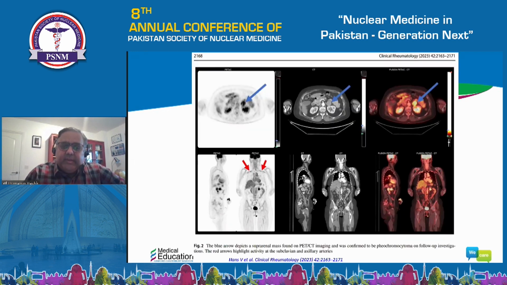Now, in this example, the red arrows show the involvement of the vessels for vasculitis, while there was an incidental pick-up of a left-sided pheochromocytoma. Next slide.